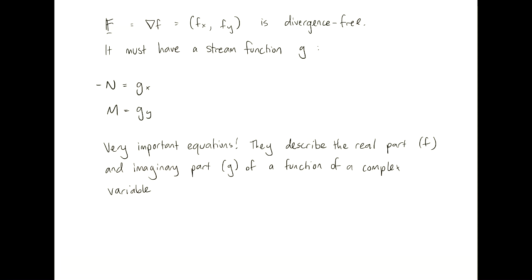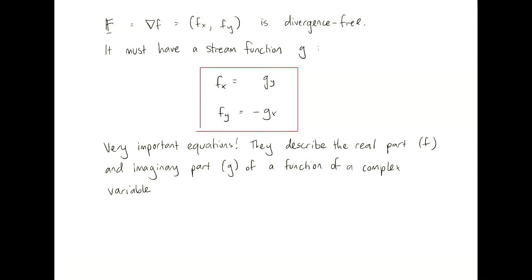So we have minus g_x equals N, which was f_y, and we have g_y equal to M, which was f_x. Earlier today, I got asked whether the Cauchy-Riemann equations would be making an appearance. These are a very famous set of equations known as the Cauchy-Riemann equations.